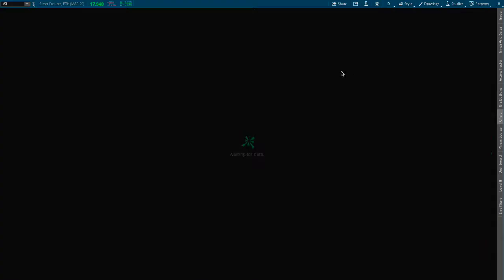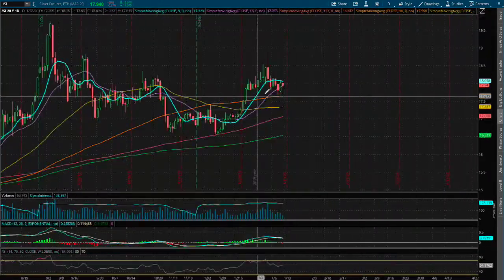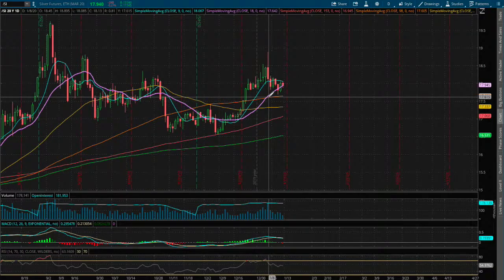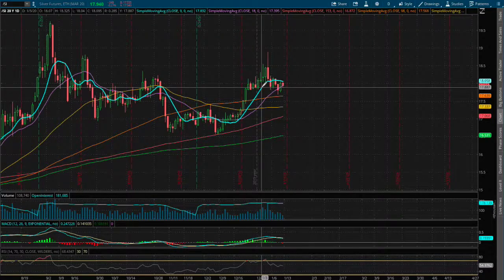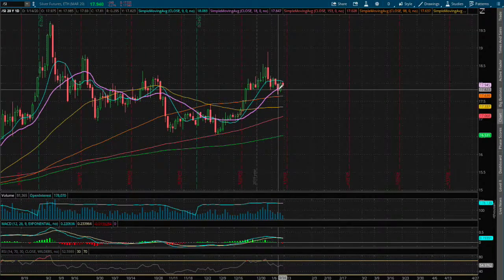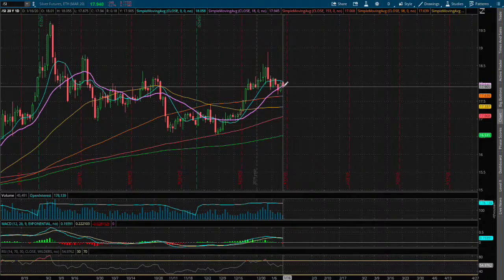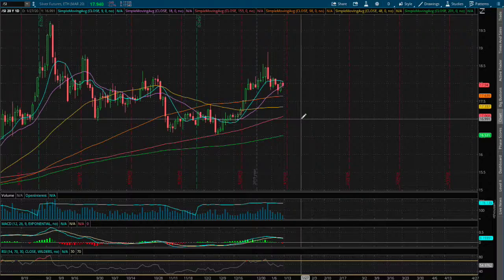As for the daily chart, if we expand out, we see that we are right along the 18-day moving average, this purple line, and we are also between the 9-day moving average, this blue line. So I do expect this is a narrow formation, and we might have a spike in volatility to the upside or to the downside very soon.